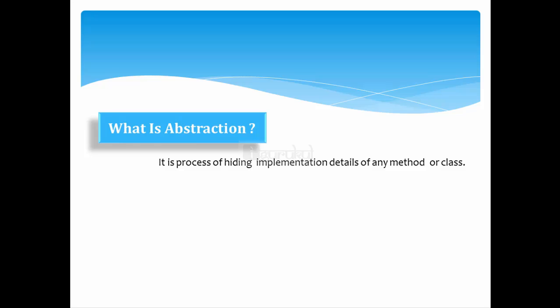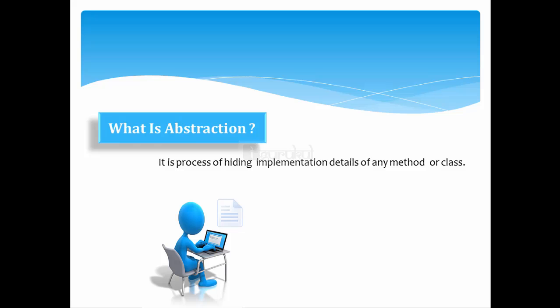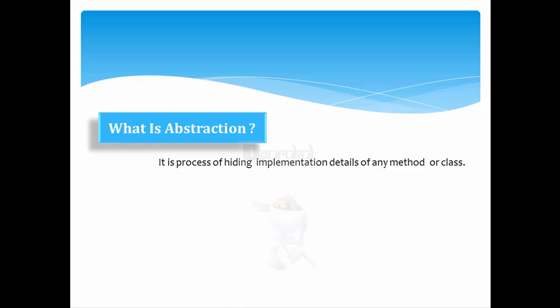Similarly, you can take another example. When you send an email, you enter your text, you choose the recipient and click on the send button. It doesn't bother you how it reaches your friend. So this is called abstraction, that is data hiding.